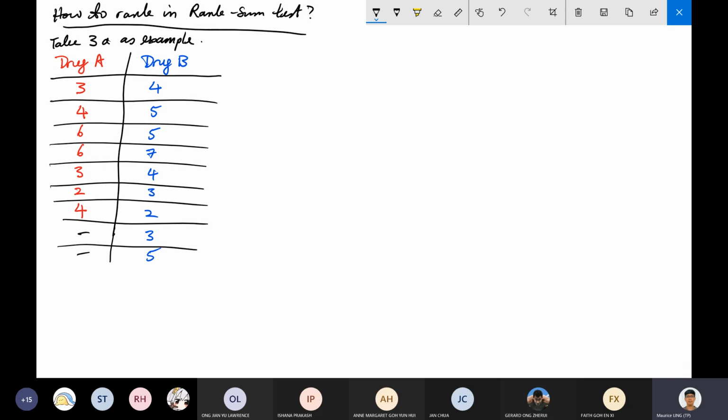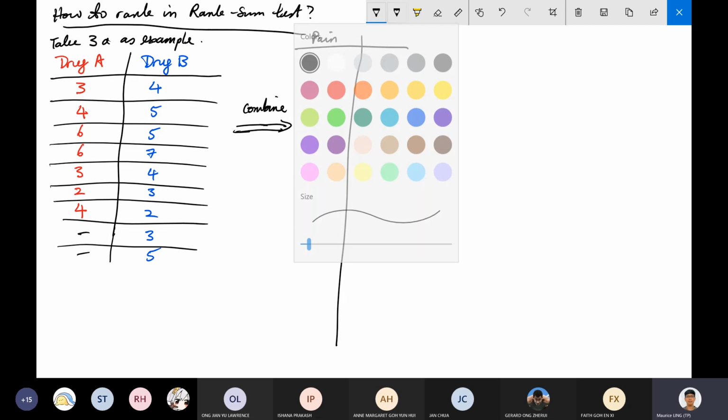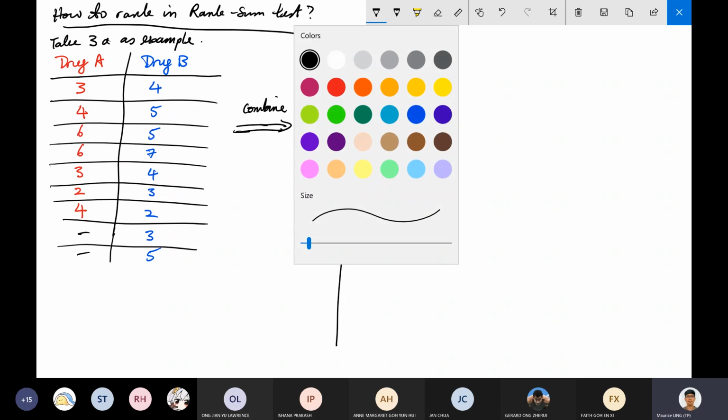So when I actually put them together, I combine them. Combine them, it becomes just a scale. And I combine them in order. What do I mean by in order? In order will mean that I will sort that out. So this is the pain scale. Let me just do one at a time. So I go for A first.